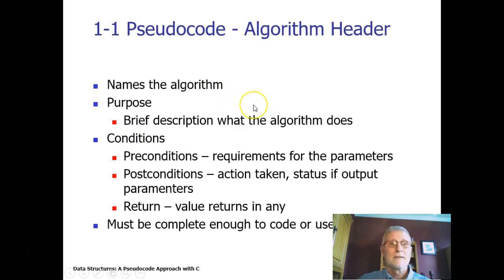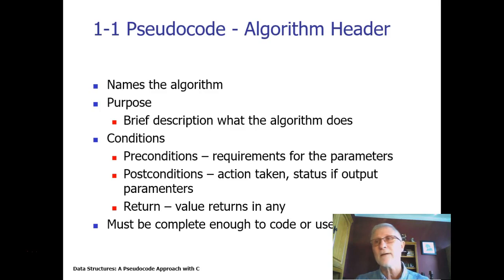Let's get back. So the algorithm header does basically four things. One, you have to have an algorithm, and it's got to have a name. Behind that name is the purpose, a brief description of what this algorithm is supposed to do. And then any conditions. What conditions have to exist before we start, the preconditions, what are the requirements on the parameters and such, and then postconditions. What happens when this algorithm is completed running?